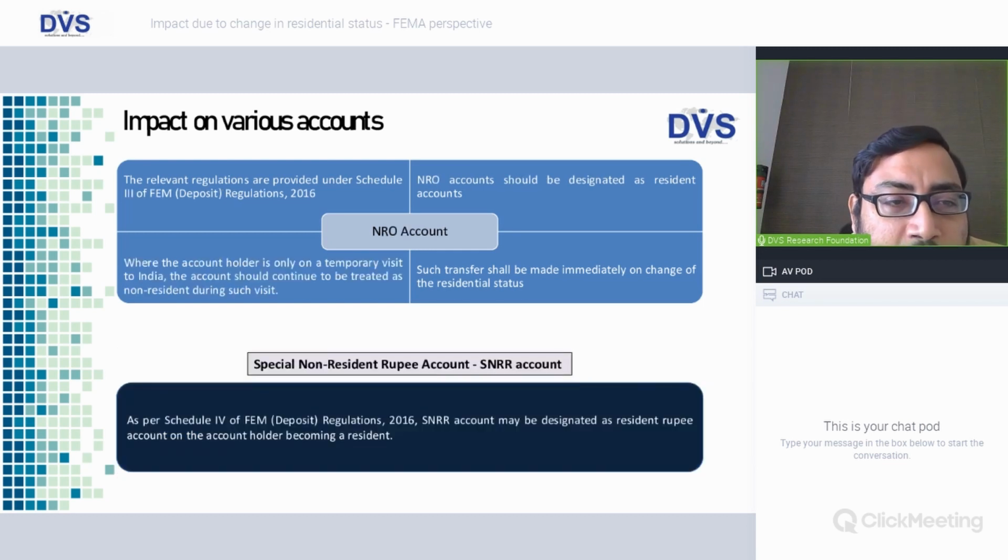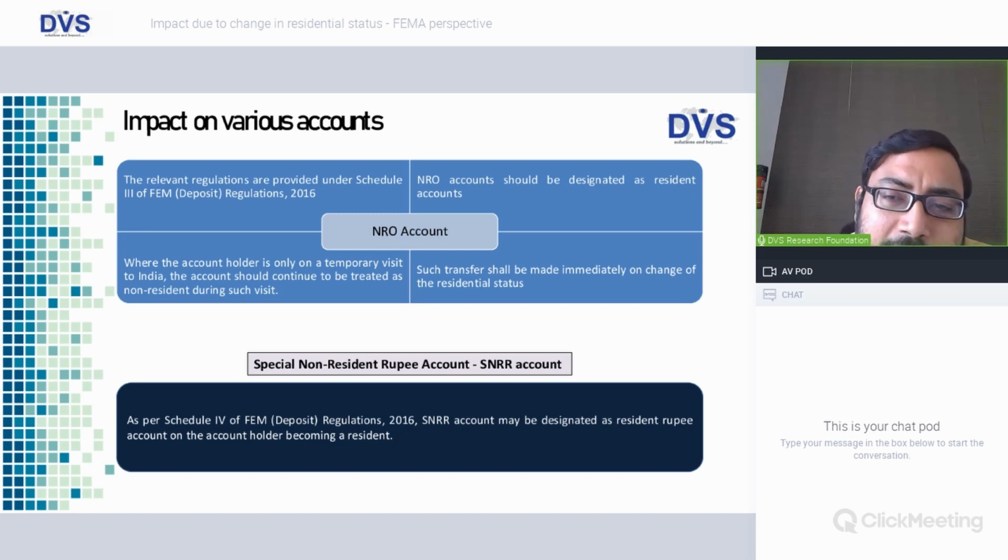And coming to the NRO account. In the case of an NRO account, in the same way as the NRE account, it should also be designated as a resident account immediately upon change in the residential status. But where the account holder is only on a temporary visit to India, the account should continue to be treated as a non-resident during such visit.